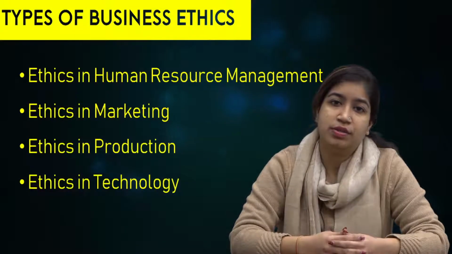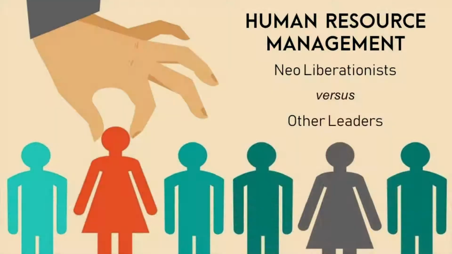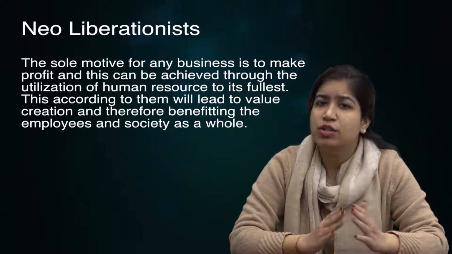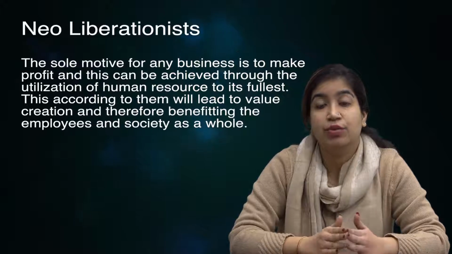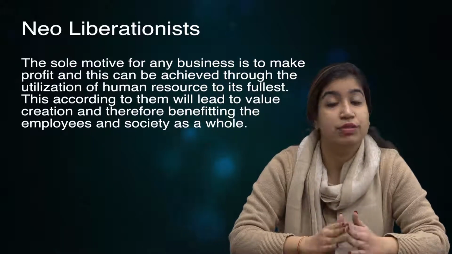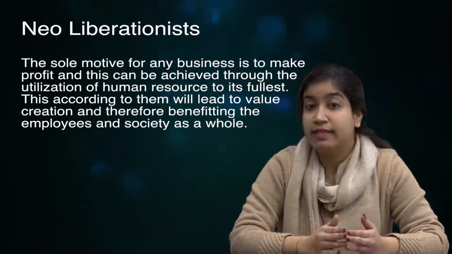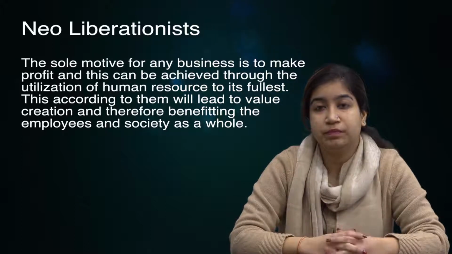Now we would take our discussion to the next section, where we would explore the types of business ethics. First, this is ethics in human resource management. Now when we talk about human resource management, there are 2 contradicting views. On one hand, we have neo-liberalists who believe that the sole motive of any business is to make profit, and this can be achieved through the utilization of human resources to the fullest. This, according to them, will lead to value creation and therefore benefiting the society and its employees as a whole.